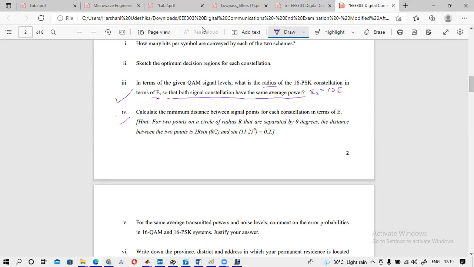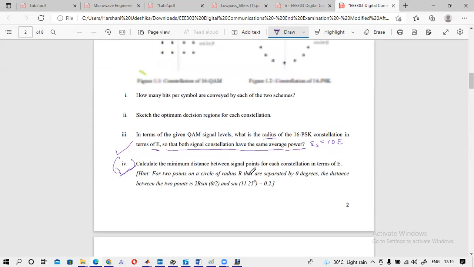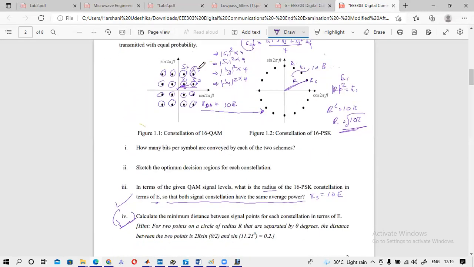So until I move to this section also. Okay, so what is asked? Calculate the minimum distance between signal points. I think you can directly calculate it for a QAM signal. So what is the minimum distance between two signal points of QAM? Please tell me someone.